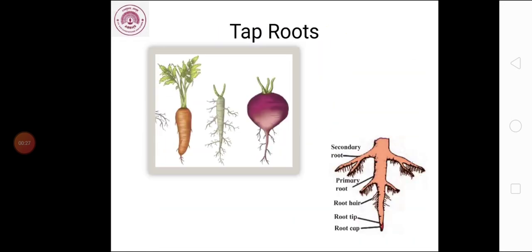What can you see here? Yes, carrot, radish and beetroot. Which parts of plants are these? These are roots of the plants. If we are asked the types, these are the types of tap roots. Tap root is the main or primary root of the plant from which other roots or secondary roots sprout laterally.